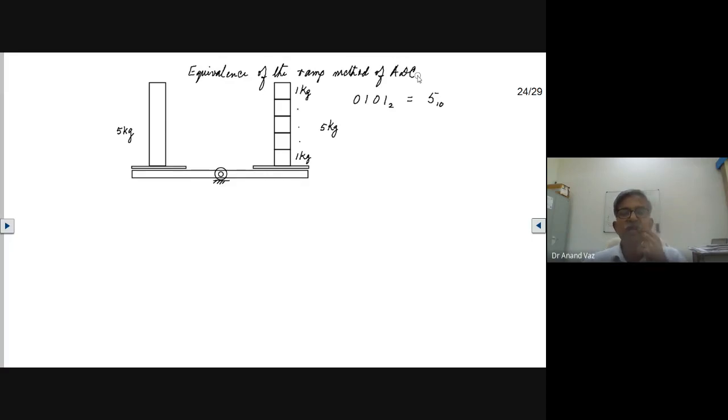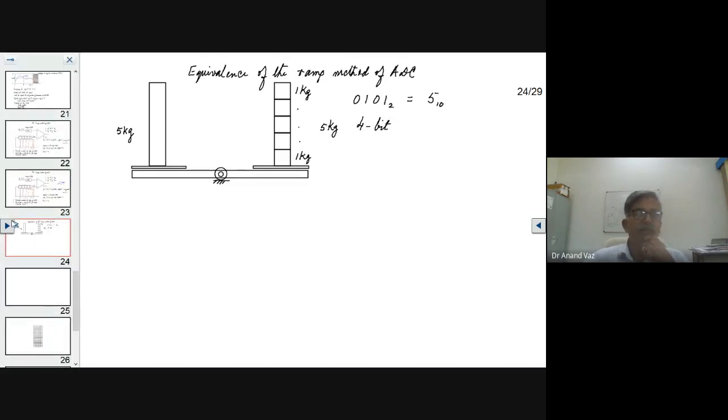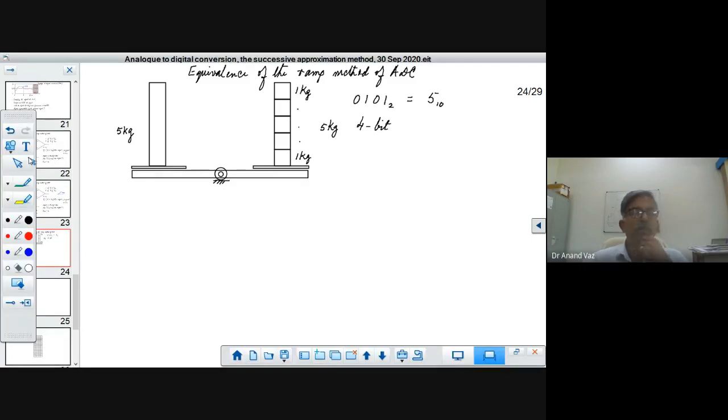Now, suppose we are interested in digitizing this in terms of bits. Here we did a 4-bit representation, and therefore we got this bit pattern. Suppose we come out with a way which is going to take the same number of steps for any weight. Okay, will that not be more convenient? It certainly will be more convenient.